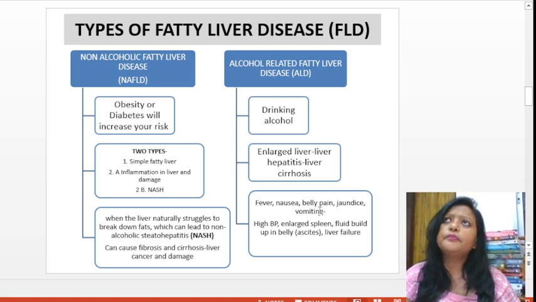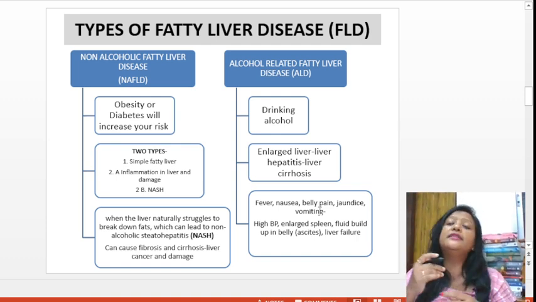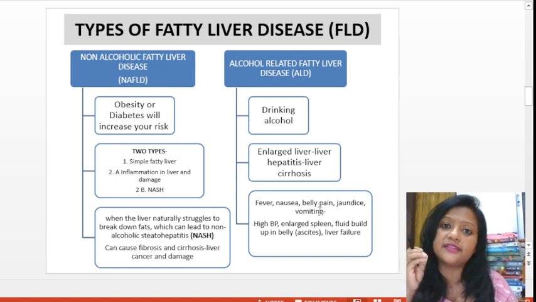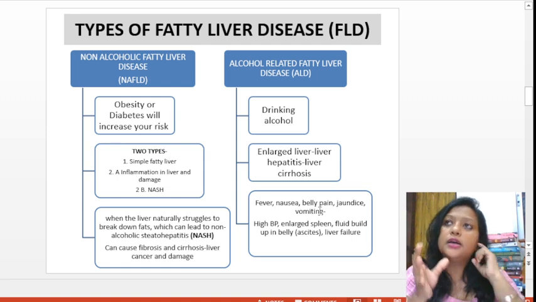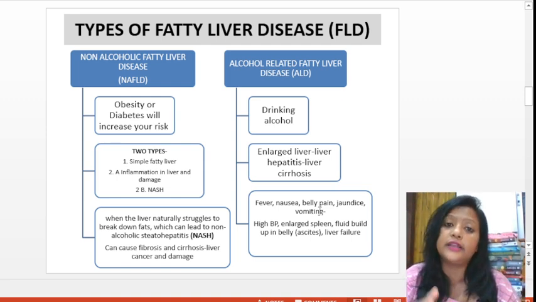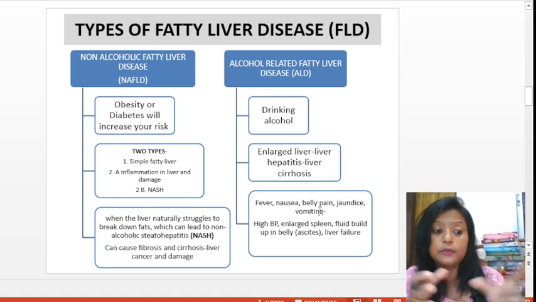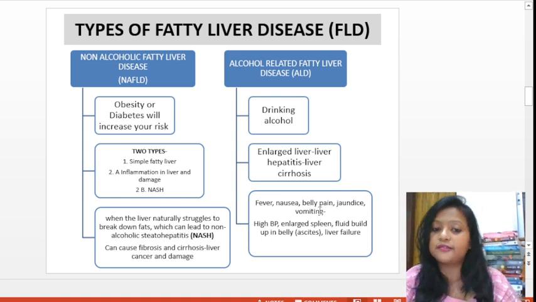Also, one more thing: for non-alcoholic fatty liver disease, the exact cause has not yet been determined. But these are some of the reasons which may have led to it. The symptoms I will keep mentioning to you in my future slides also.